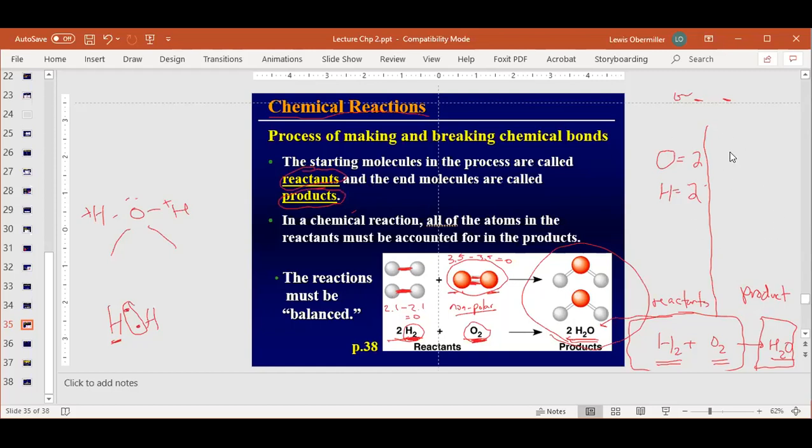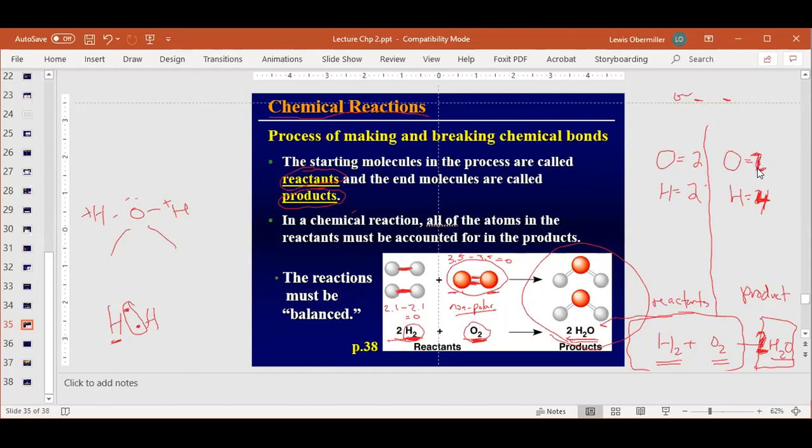Okay, so on this side we have oxygen. How many do we have? We just have one, right? It's this one right here. And then hydrogen, how many do we have? Two. All right. So we know we need at least an extra oxygen on this side, right? And the only way to get there is to put a two in front of this. Right, so we have two oxygens. But when we do that, we actually end up with four hydrogens.